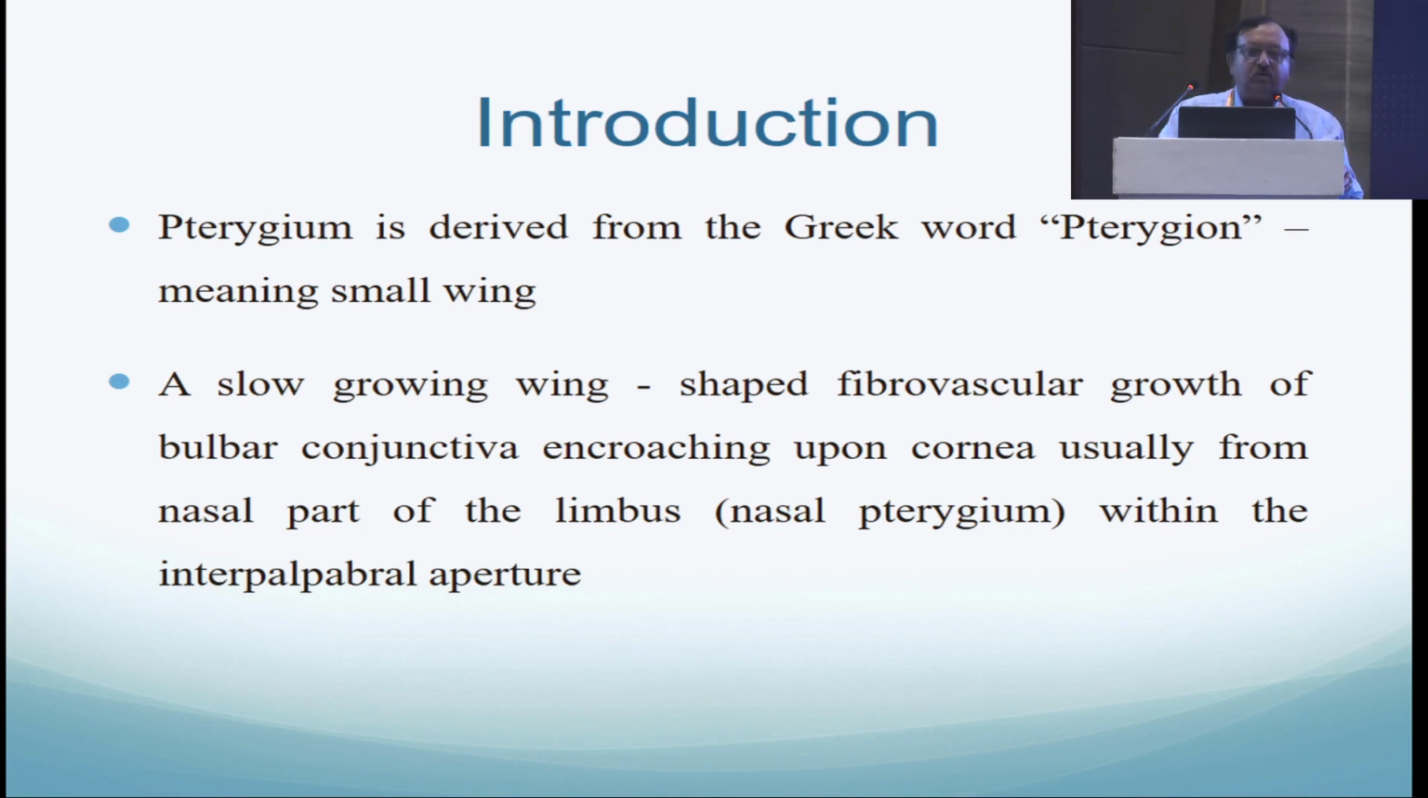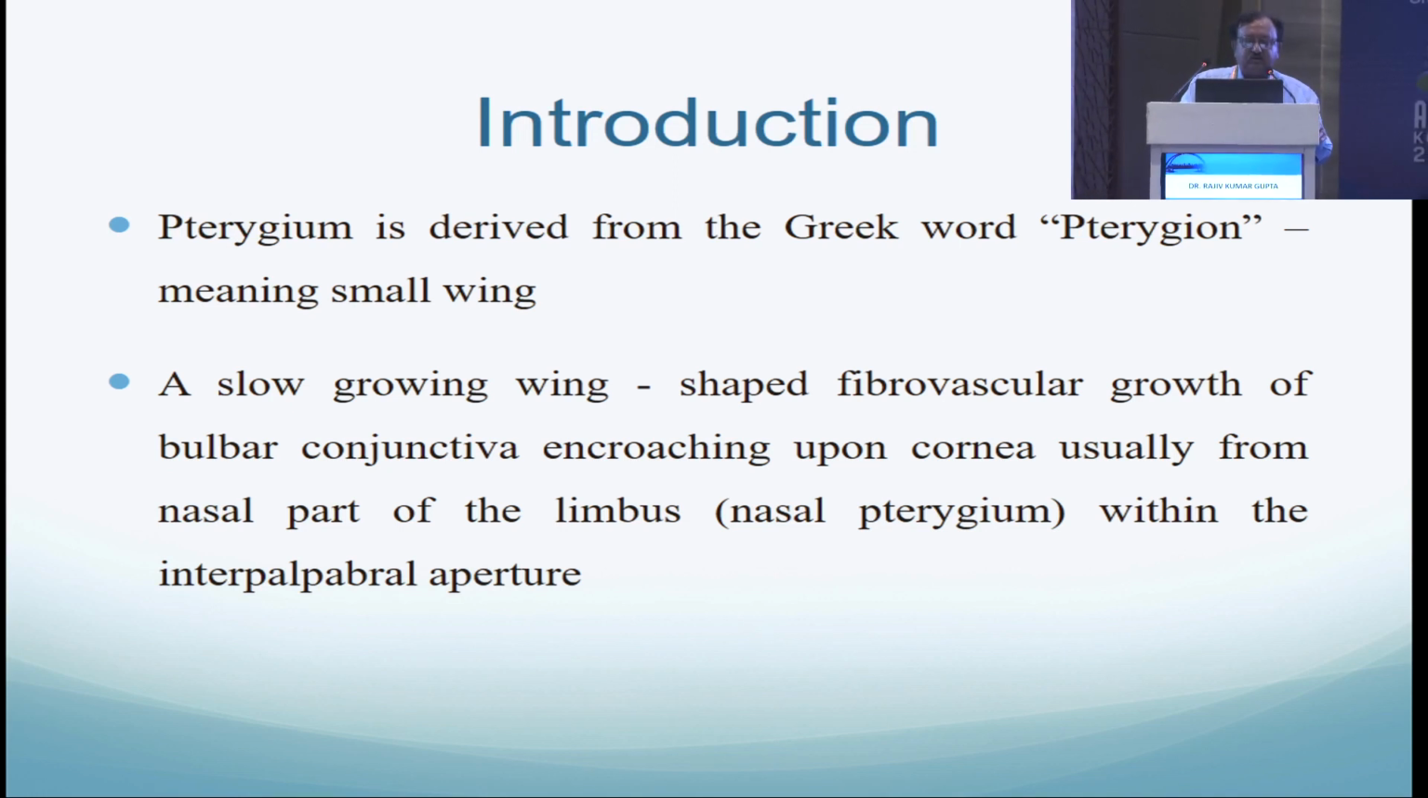As you all know, Pterygium is derived from the Greek word Pterygium, meaning simple wing. It is a slow-growing wing-shaped fibrovascular growth of bulbar conjunctiva which encroaches upon the cornea, usually from the nasal part of the limbus, the nasal pterygium within the interpupillary aperture.